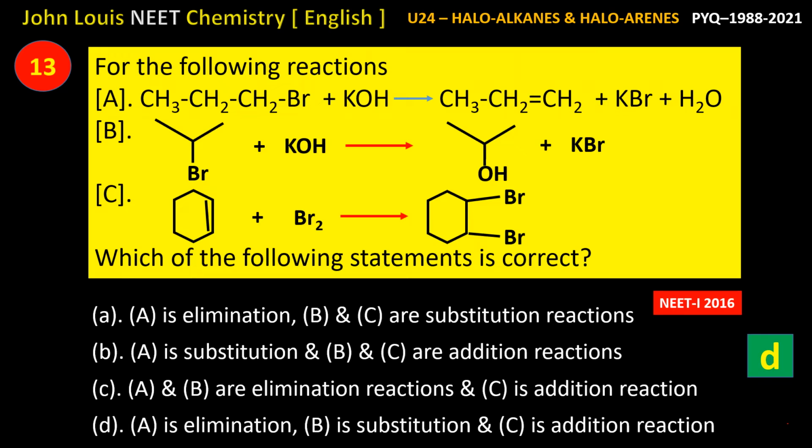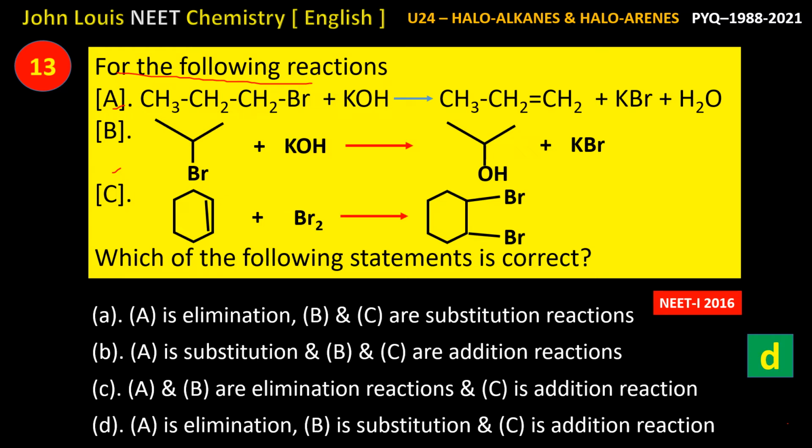For the following reaction, they have given three reactions, A, B and C. What is the question? Which of the following statements is correct? First let us read the statement, only then can we come to know what to look for in those reactions. So A is elimination, B and C are substitution reactions. I think we need to find out the type of reaction.